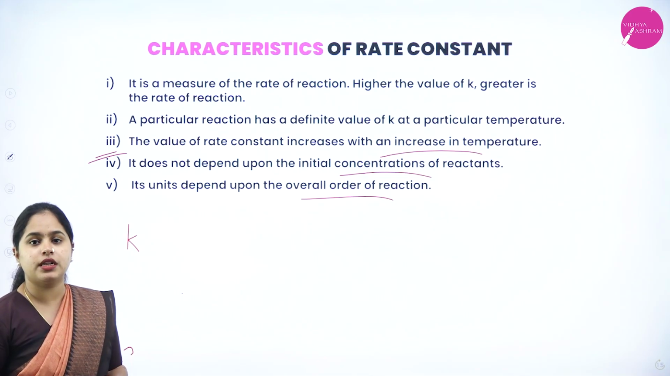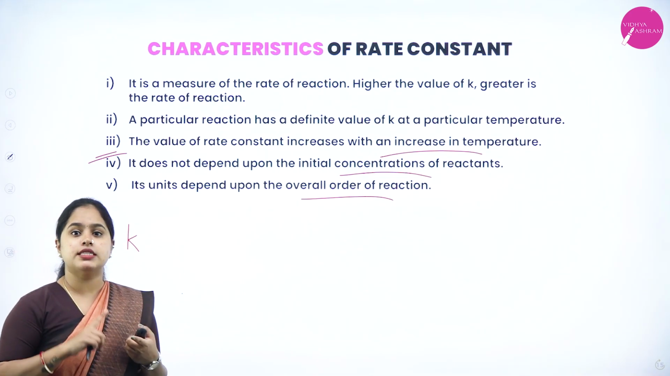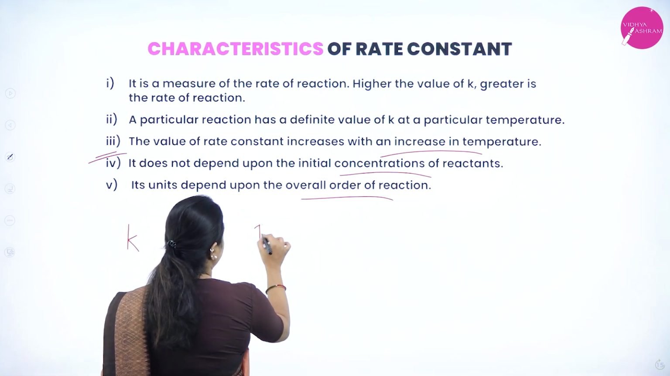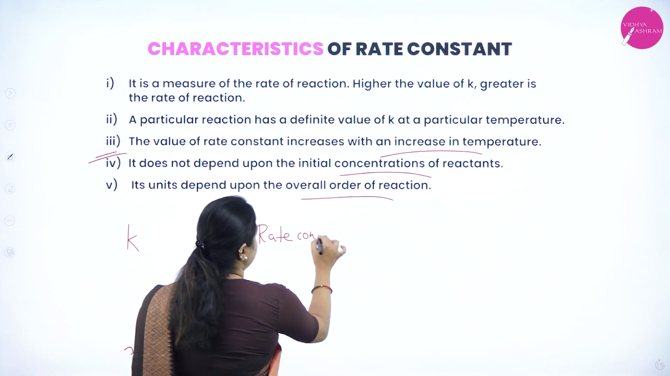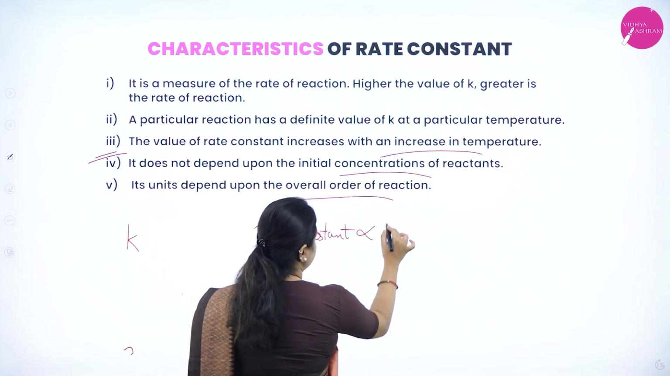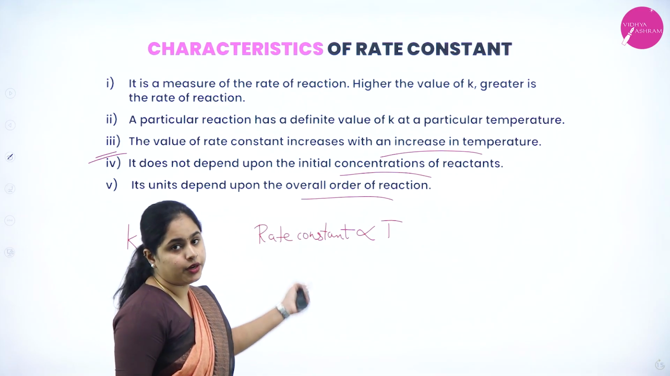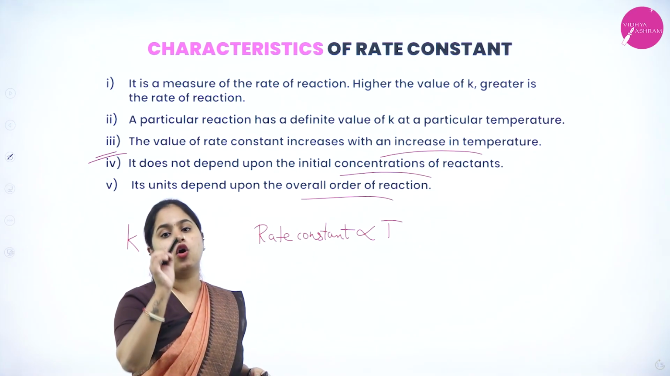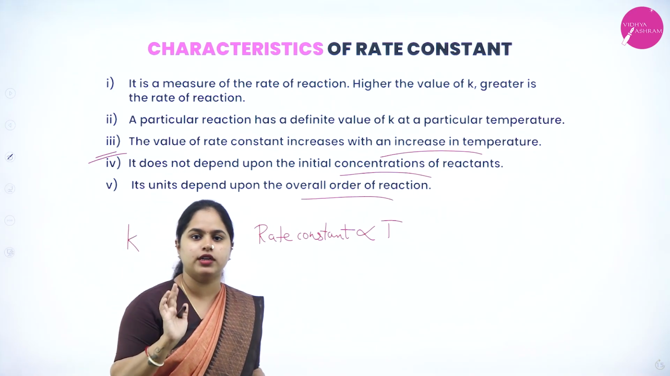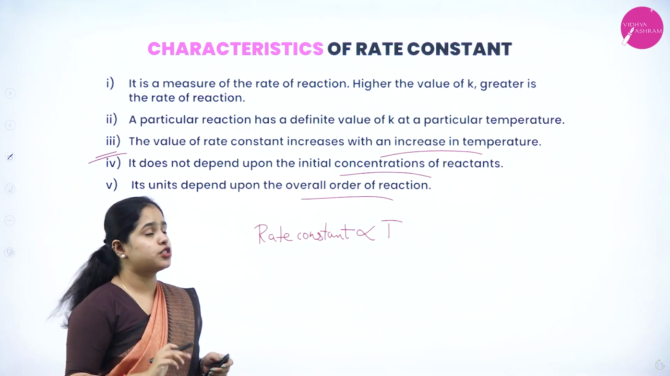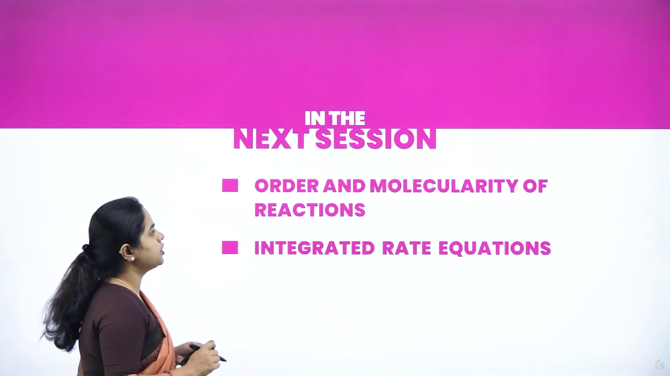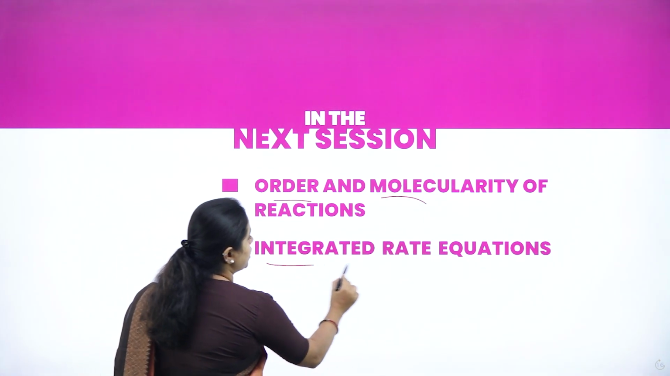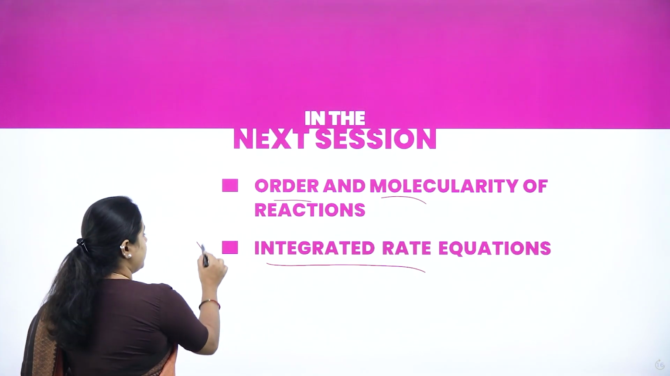What you have to remember here is that when the rate constant is increasing, the rate or the speed of the reaction also increases, and the rate constant is directly related to the temperature. When temperature increases, rate constant also increases, and the rate constant does not depend upon the concentration of the reactant. So these 2 points are very important. I hope the characteristics of rate constant are clear. In the next session, we are going to study what is order and molecularity of reaction, and then integrated rate equations, which are very, very important.